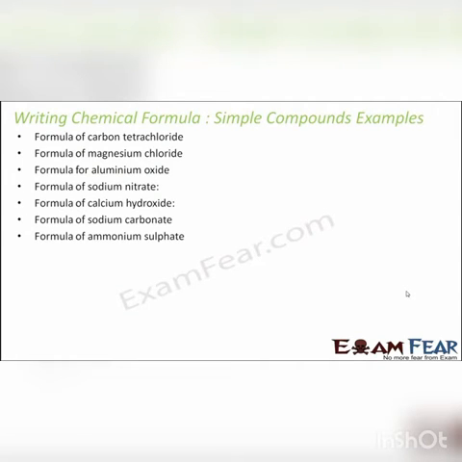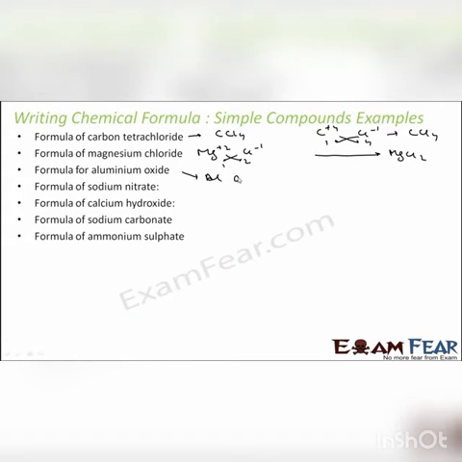Let's take some more questions now. Formula of carbon tetrachloride, we just saw it was CCl4. Just now we have seen that. So there's a carbon with a plus 4 charge, with the minus 1 charge. So this goes like this. This one becomes CCl4. Magnesium chloride also we saw. Magnesium plus 2 charge, Cl minus 1 charge. Swap it. This becomes MgCl2. Aluminium oxide also we have seen. Al, O, plus 3, plus 2, becomes 3, becomes 2.